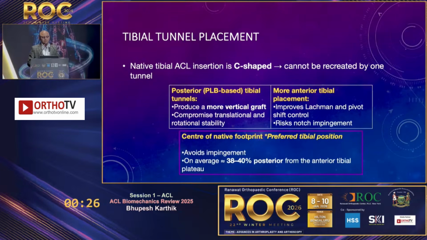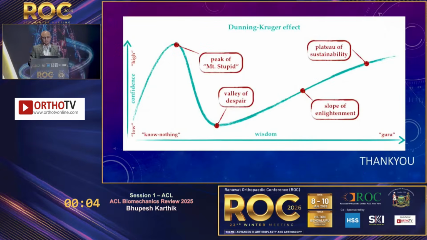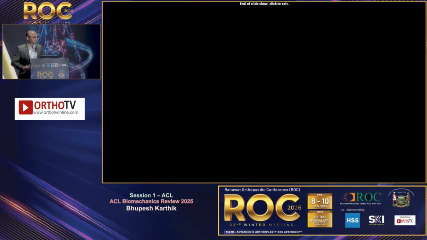The native ACL on the tibia is C-shaped and cannot be recreated by any tunnel. So the ideal tunnel, according to this paper, is to be at around 40 degrees from the anterior tibial plateau, which can avoid anterior impingement and at the same time provide translational and rotational stability. As we understand more of ACL biomechanics, we are somewhere after the valley of despair today, and with time we will understand it better. Thank you.